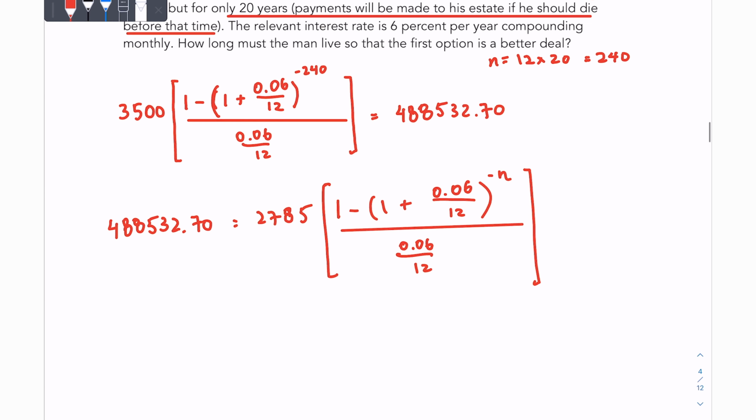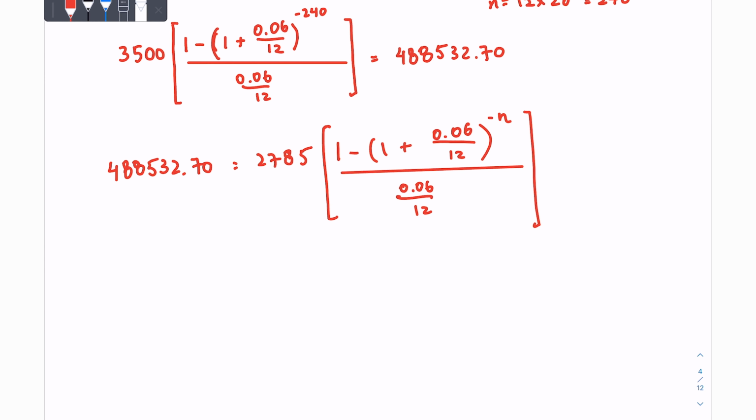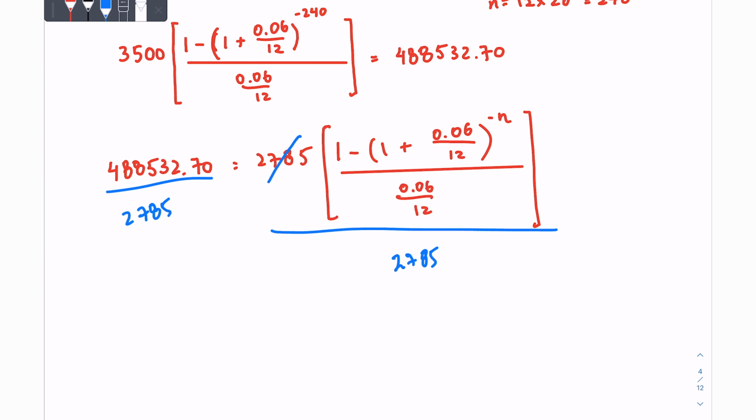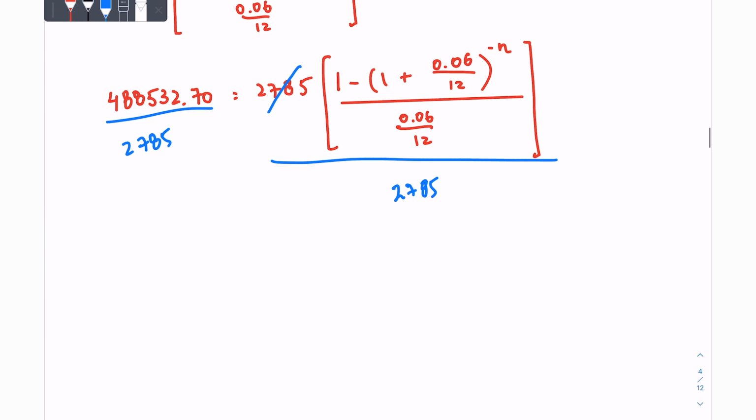Now, if you're using a financial calculator, this question is much easier because you could just punch everything in and have the calculator do the work. If you're solving this using the formula, we're going to do the algebra. So let's start by dividing both sides by 2,785. That'll get rid of that one. So now to avoid rounding, I'm just going to keep everything as a fraction for now.